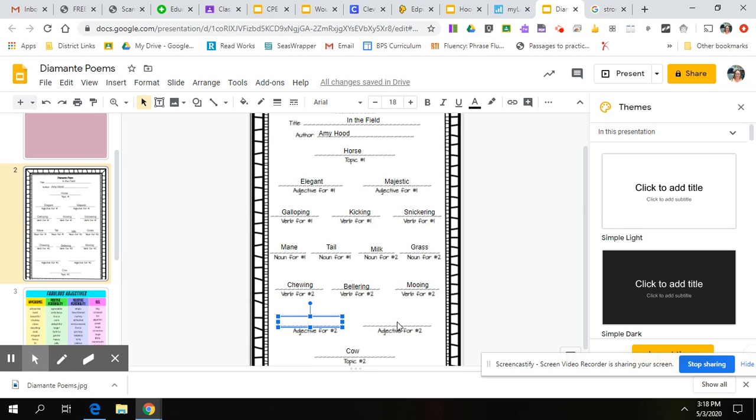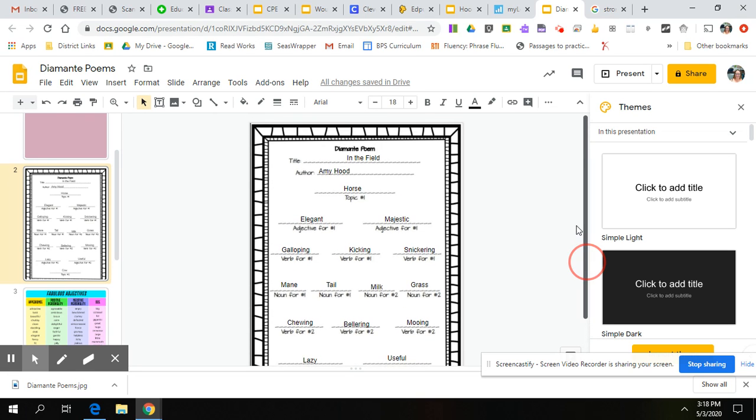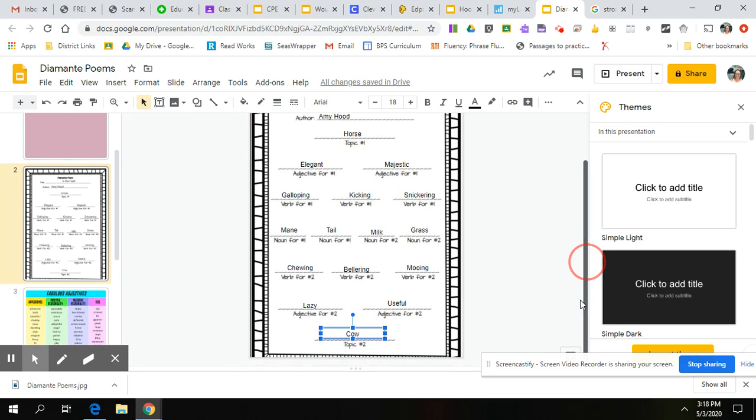Now I have 2 more adjectives, but what are these adjectives going to describe now? Yep, they're going to describe the cow. So now I have to think, how can I describe a cow? Well, sometimes I see cows in the field and I think they're pretty lazy. But also cows can be very useful because they give us milk and meat. So boys and girls, that is how you make the Diamante.